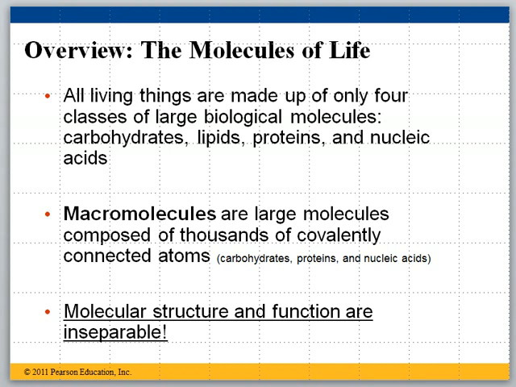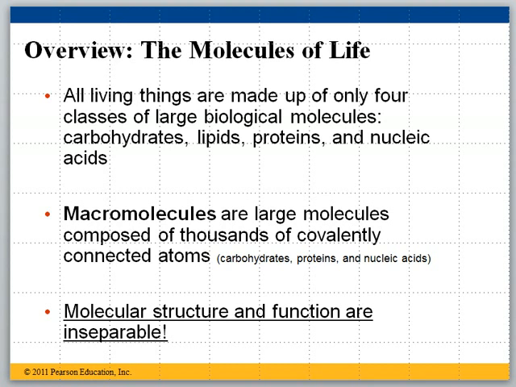In general, you would call these macromolecules. These macromolecules are very large molecules composed of thousands of connected atoms, usually covalently bonded together. And 3 of the 4 here that would be considered macromolecules are the carbohydrates, the proteins, and the nucleic acids. We're going to find out that the lipids, which are primarily the fats and oils, are not usually quite as large and complicated, so we wouldn't necessarily call them macromolecules, but they do fit into this category of important large molecules. And then down at the bottom it says molecular structure and function are inseparable.